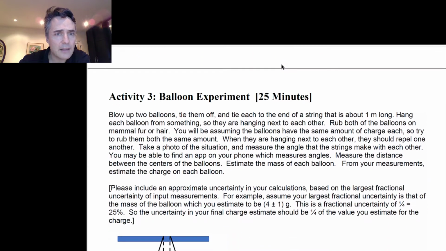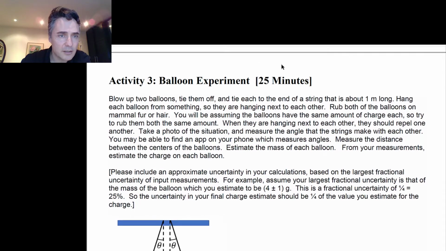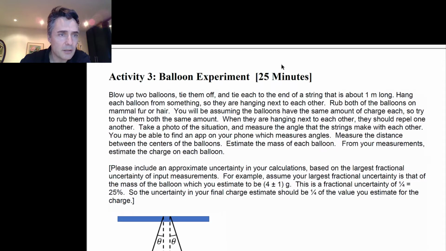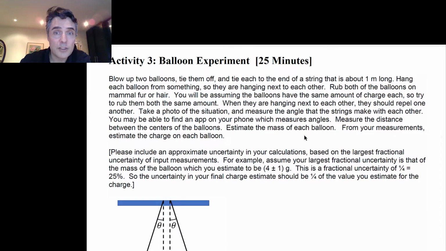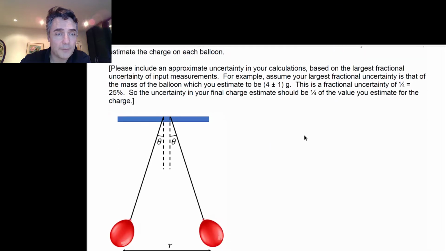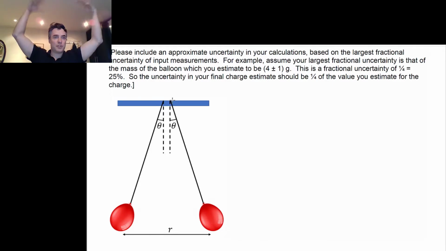And lastly is the balloon experiment, which is estimated to be around 25 minutes, a little longer. Basically you're blowing up 2 balloons, tying them off, tying them each to a string that is about 1 meter long, and then rubbing them on your hair so that they repel one another. These 2 balloons are attached to some high up surface, or something that you can hang something 1 meter off. And then you've got 2 balloons, so you take a balloon, blow it up.